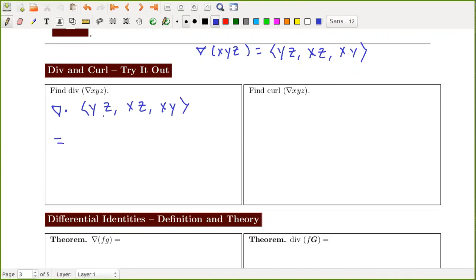Well, it's going to be the derivative of the first component with respect to x, which is 0. So let me just write out what this is. Okay, and observe what happens here. The x derivative of yz is 0, the y derivative of xz is 0, and the z derivative of xy is 0. So overall, this is just equal to 0.